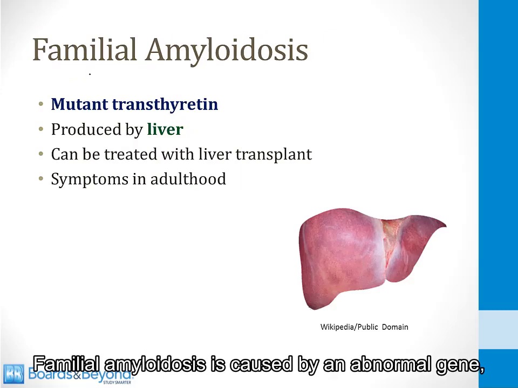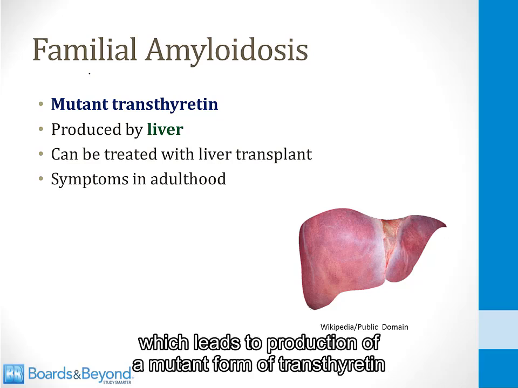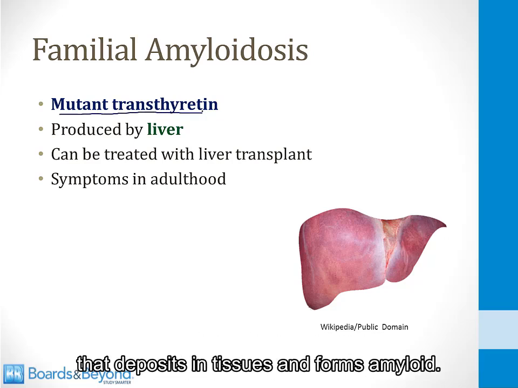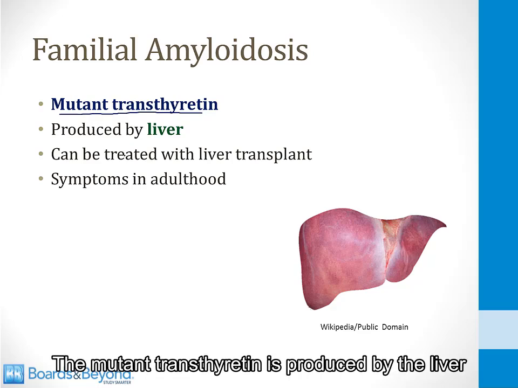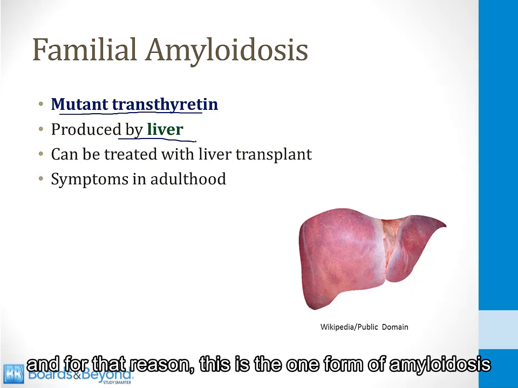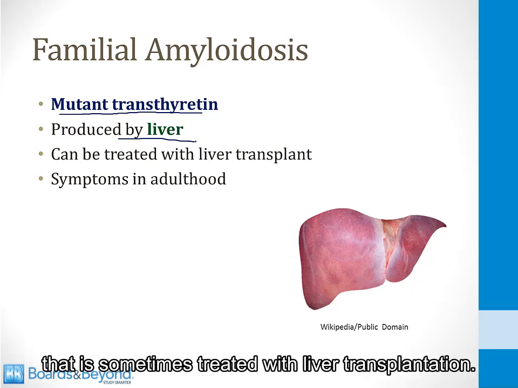Familial amyloidosis is caused by an abnormal gene which leads to production of a mutant form of transthyretin that deposits in tissues and forms amyloid. The mutant transthyretin is produced by the liver, and for that reason this is the one form of amyloidosis that is sometimes treated with liver transplantation.